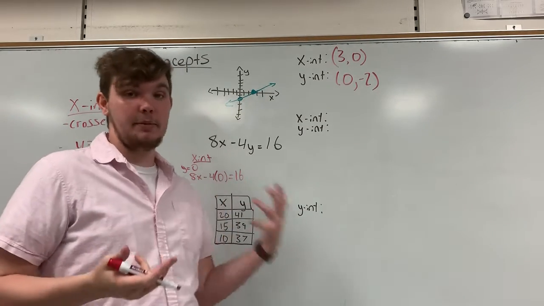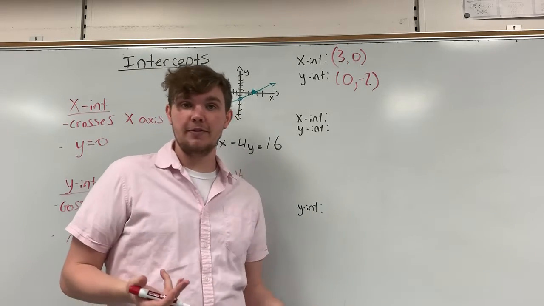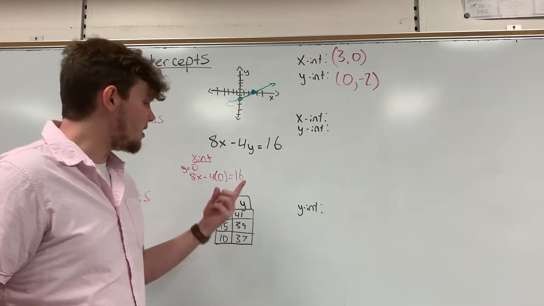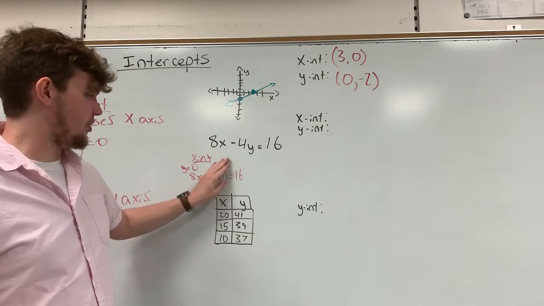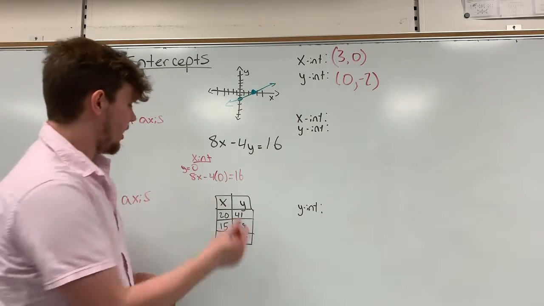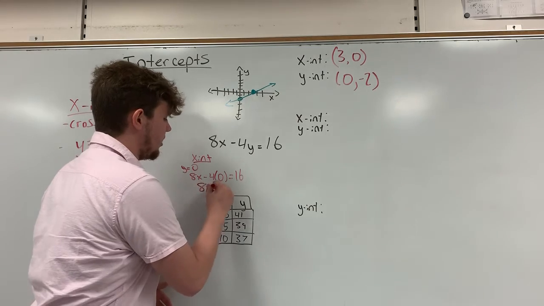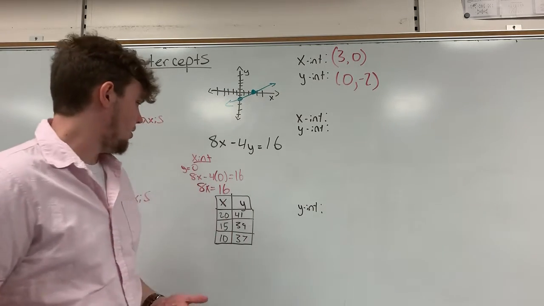I think this is going to be pretty easy to simplify, right? Because what's 4 times 0? Well, it's just 0, right? So that part of the equation just kind of goes away. So I really just have 8x equals 16.